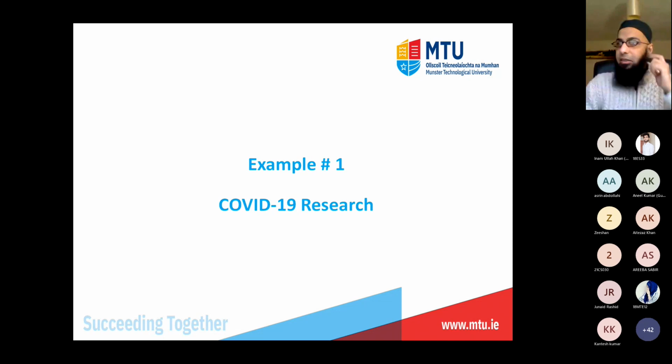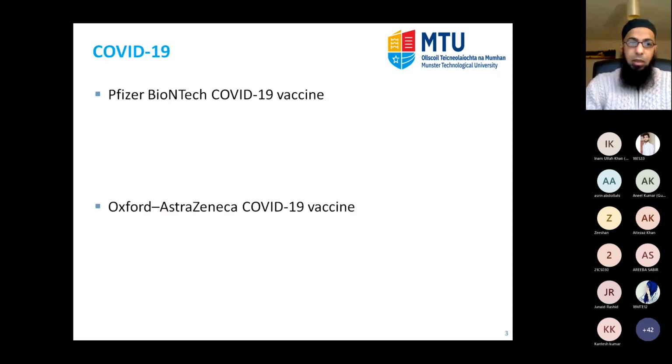Some of the renowned vaccines are the Pfizer BioNTech COVID-19 vaccine, and the other one is Oxford AstraZeneca. There are others as well. If we want to understand how these vaccines work and how we can make sure that they can be utilized by the general public and are safe to use, I'm talking about the scientific aspect, meaning if someone wants to understand how these vaccines work and where they conducted their experiments.